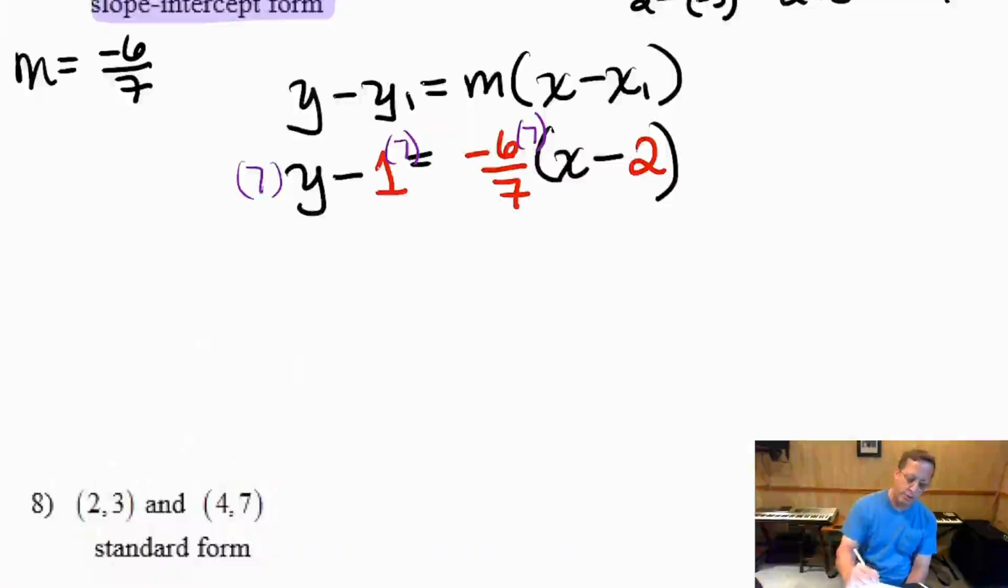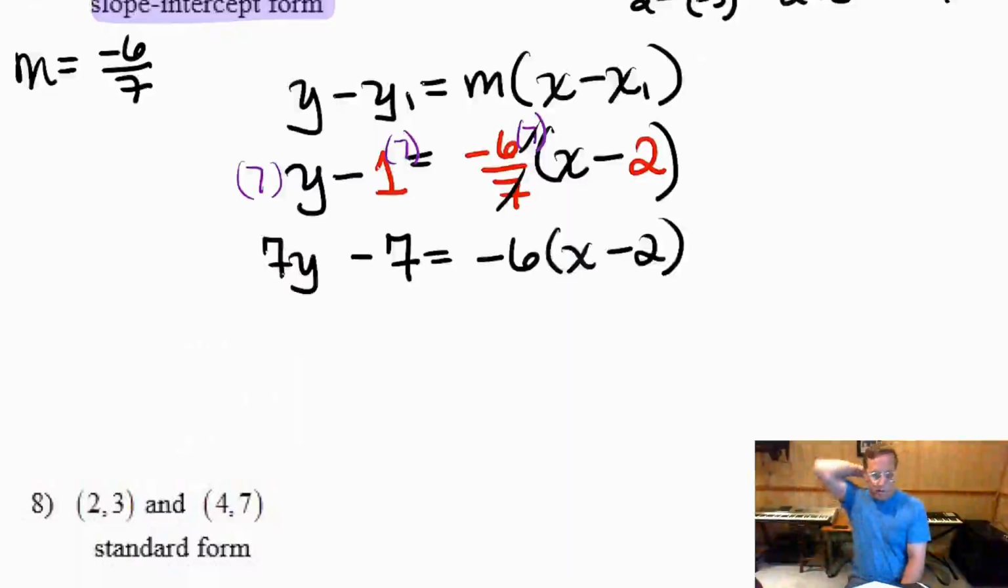And 7 times y is 7y. 7 times 1 is 7. And right here, these 7's cancel. That was the purpose of clearing the fraction, because we want to get rid of that denominator. So we got negative 6, and then leave the parentheses, what's inside the parentheses, alone.